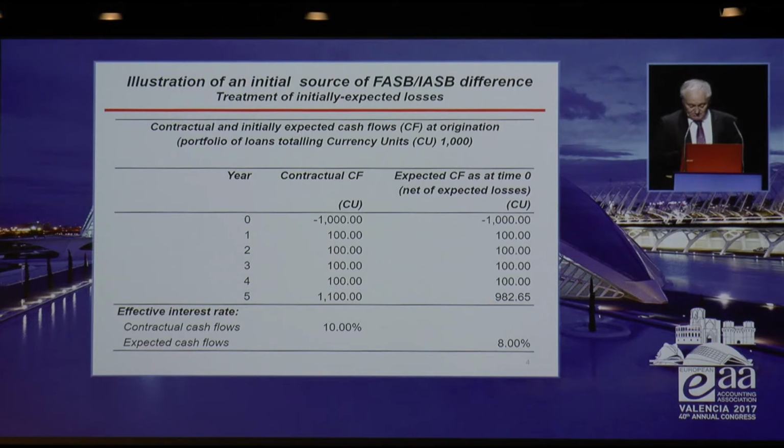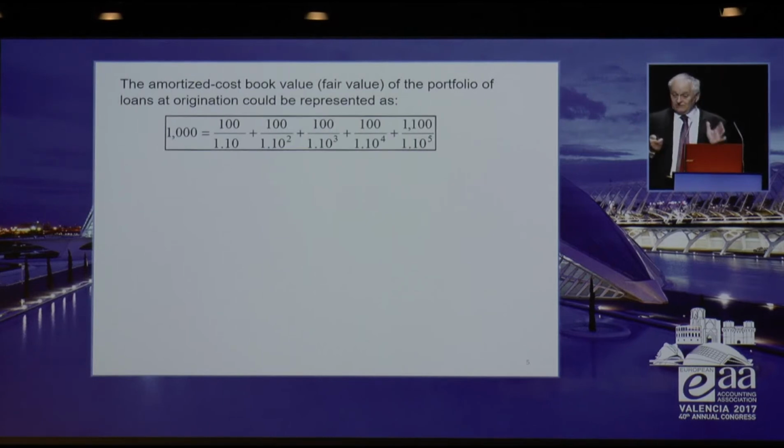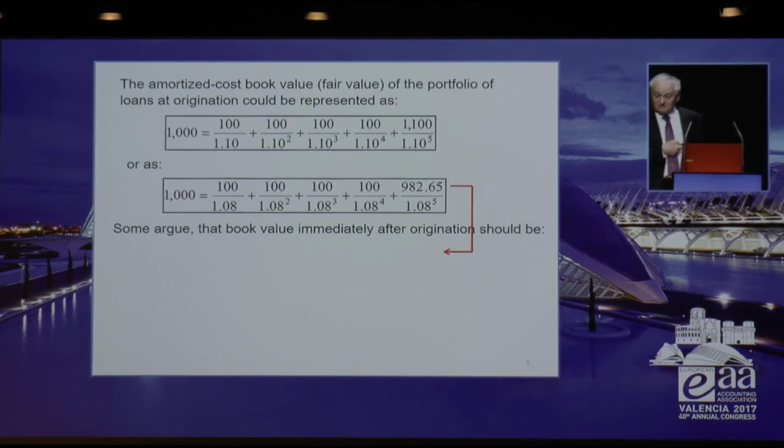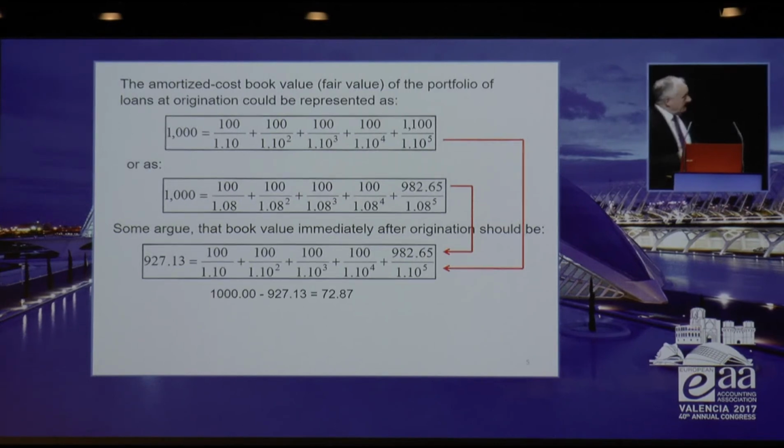The contractual cash flows might be this, which gives you a contractual effective interest rate of 10%, but when they make the loan, the bank might know or expect that there are going to be some defaults, and that the effective interest rate using expected cash flows is only 8%. So you could represent that loan at origination as being the present value of the contractual cash flows discounted at the contractual interest rate, or the present value of the expected cash flows discounted at the expected credit loss inclusive effective interest rate. Or, as some would argue, you could take the numerator of the second expression and the denominator from the first one, put them together, and you get a number that's less than 1,000.